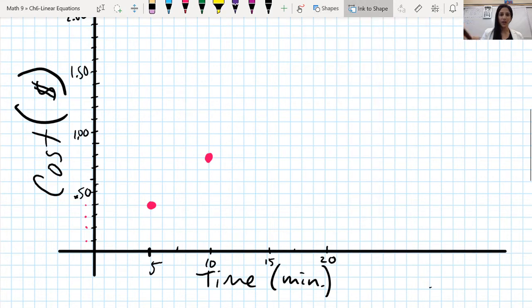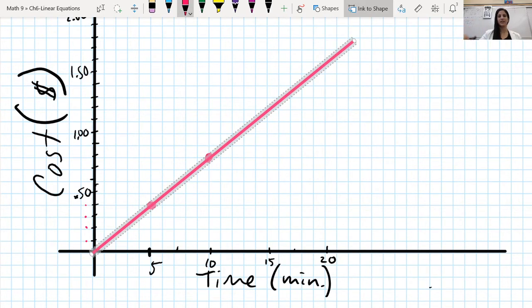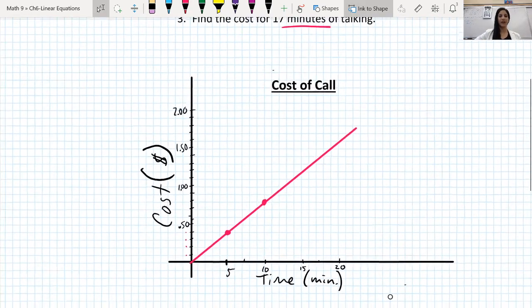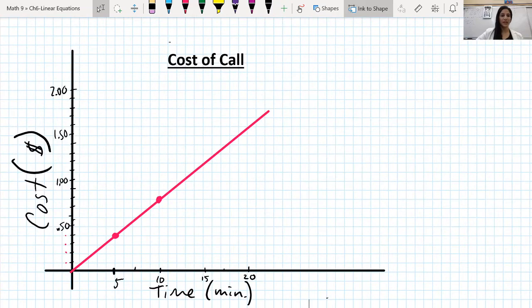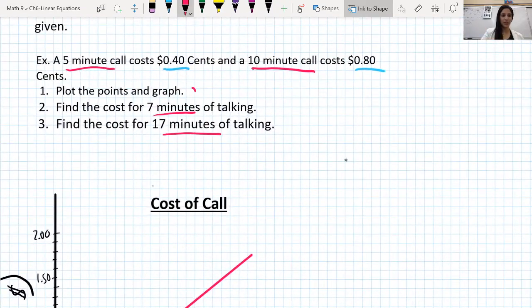And then I want to basically connect these dots to graph out what my line is going to look like. And I want to extend that line because I know that we are trying to extrapolate or find values that are beyond the ones that we have listed here. So there's the first step. We plotted the points and we graphed it out.